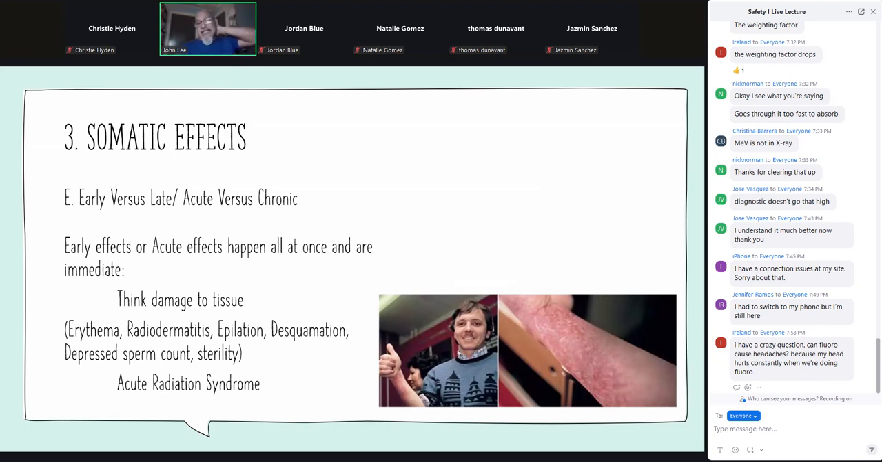Early versus late, acute versus chronic. Early effects or acute effects happen all at once and are typically immediate. You want to think tissue damage. These are the most prominent symptoms here: erythema, radiodermatitis, epilation, desquamation, a depressed sperm count, and sterility, and then acute radiation syndrome.